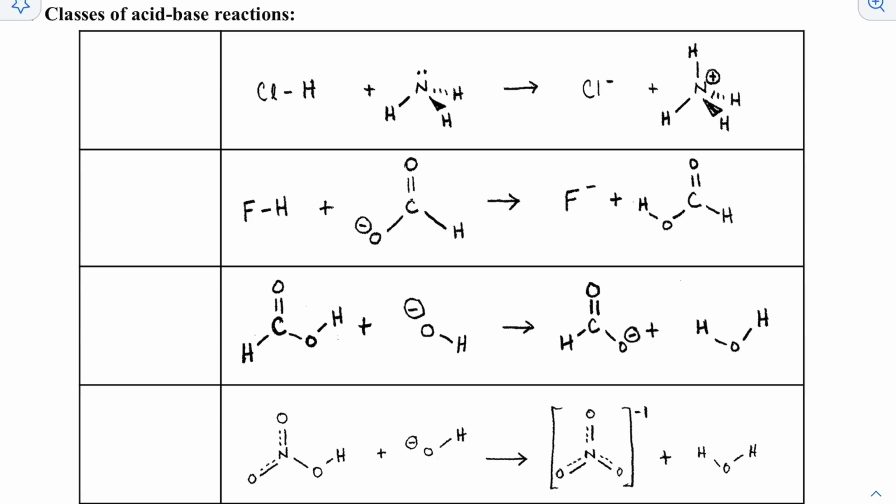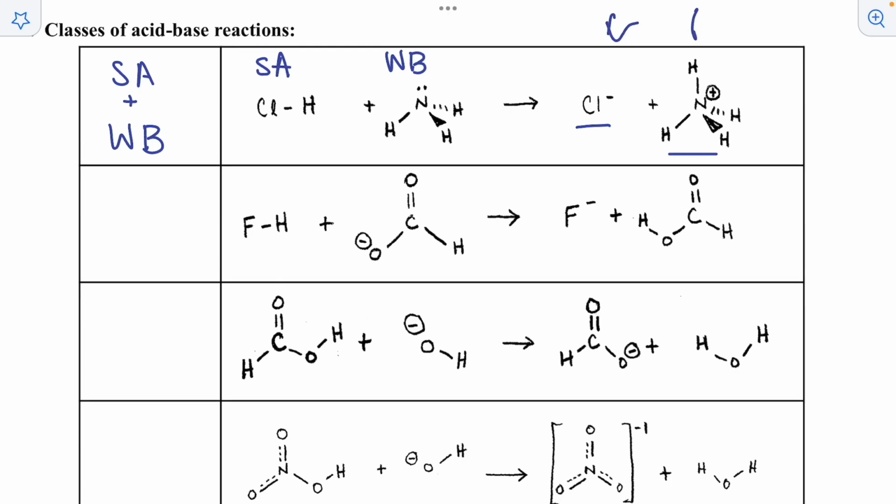Let's start with the first one. HCl, we know, is a strong acid, so I'm going to label it as such, strong acid. And this one's ammonia. It is not hydroxide, so that makes it a weak base. So this is a strong acid, weak base reaction. The products are Cl- and ammonium ion, NH4+. And these can actually be labeled.